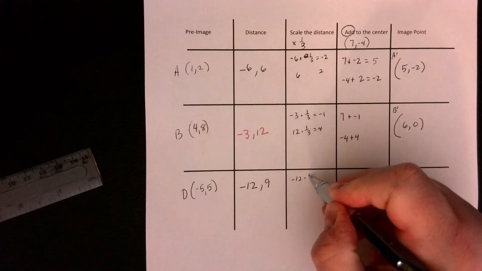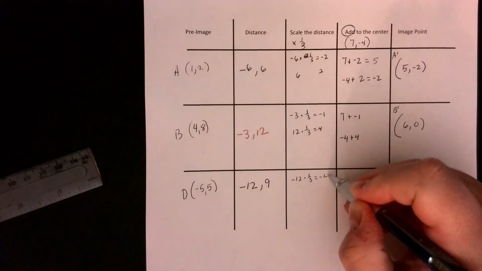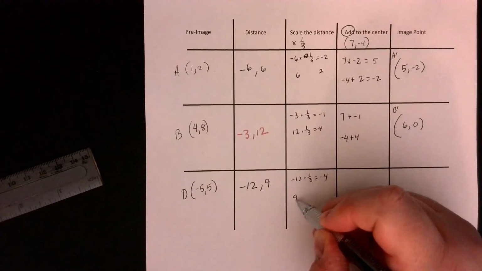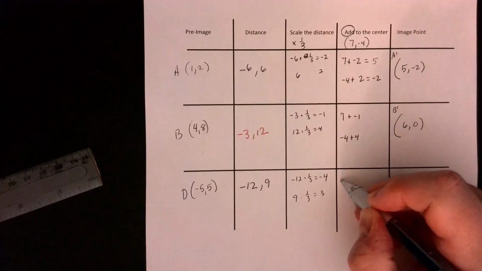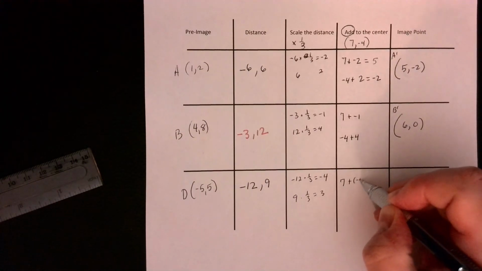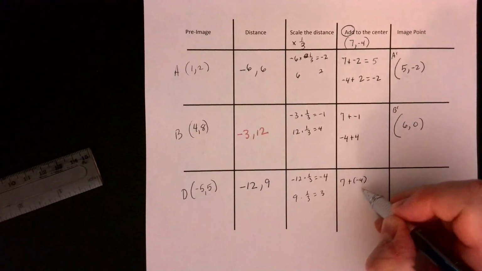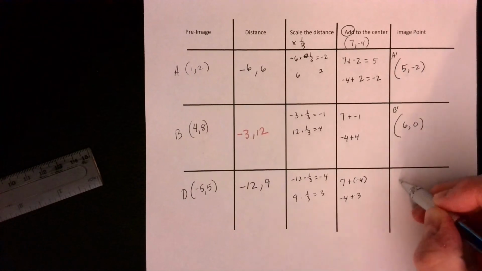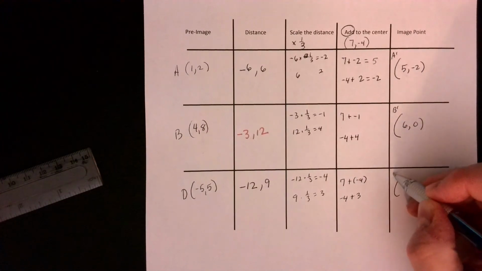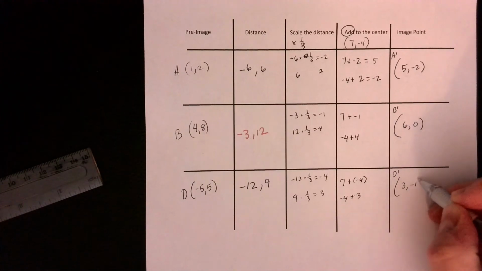And then finally, for negative 12, 9, we'll do the same thing. Negative 12 times 1/3, that's going to be negative 4. And then 9 times 1/3 is going to be 3. I'm going to add those to my center. 7 plus negative 4, negative 4 plus 3. So my new coordinates for my image D prime would be 3, negative 1.